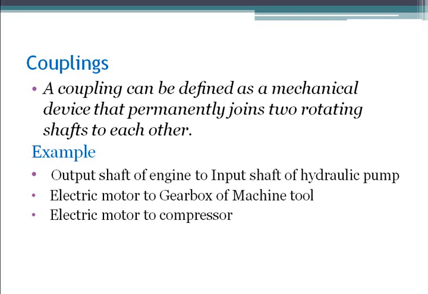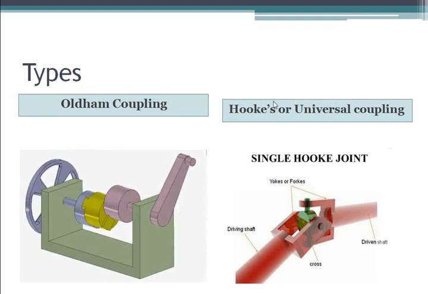Next, these are some types of couplings. Generally, if you take the shafts, here there are two shafts. One is the input shaft and the other is the output shaft. Here a crank is connected to the input shaft, and here a flywheel is connected to the output shaft. If the axes of the two shafts are parallel, we can use an Oldham coupling. If there is a small offset, this offset can be compensated by this intermediate disc.